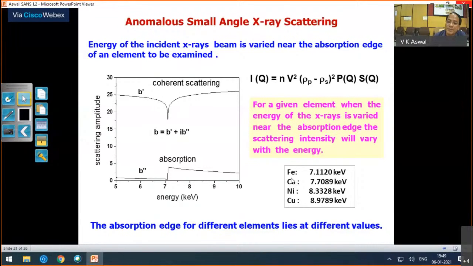Let's say you have to see a particular component. So let's say you want to see cobalt, then you vary the energy near the Fe edge. So that will be contrast match, and you only get the scattering from the cobalt. So it is a very powerful technique to look at systems which otherwise are not possible to see.